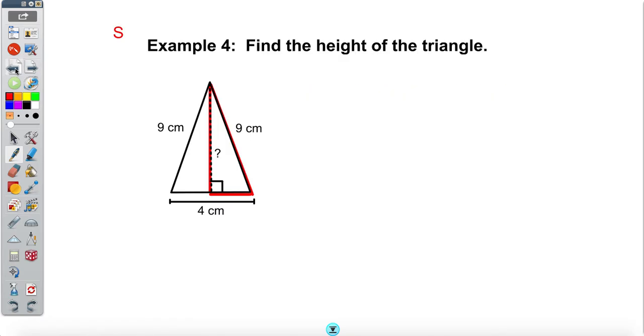All right, the last problem of the day is going to be example 4. Again, what I want you to do is pause the video, copy this problem down in your notes, and show how you solve to find the height of the triangle this time. And then go ahead and play it and see if you got the correct answer.